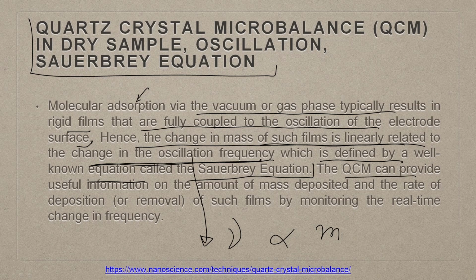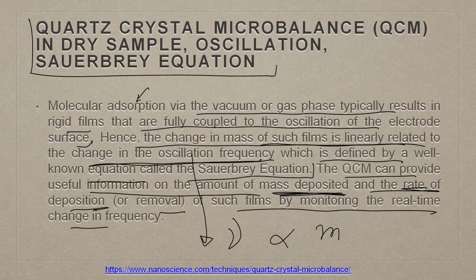The QCM can provide useful information on the amount of mass deposited and the rate of deposition or removal of such films by monitoring the real-time change in the frequency. So, the change in frequency with which the balance crystal is oscillating will tell you how much mass has been added and how much mass has been removed.